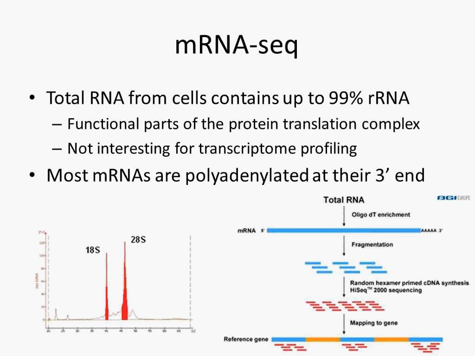So as we take total RNA, process it over oligo-dT magnetic beads, and fish them out that way.